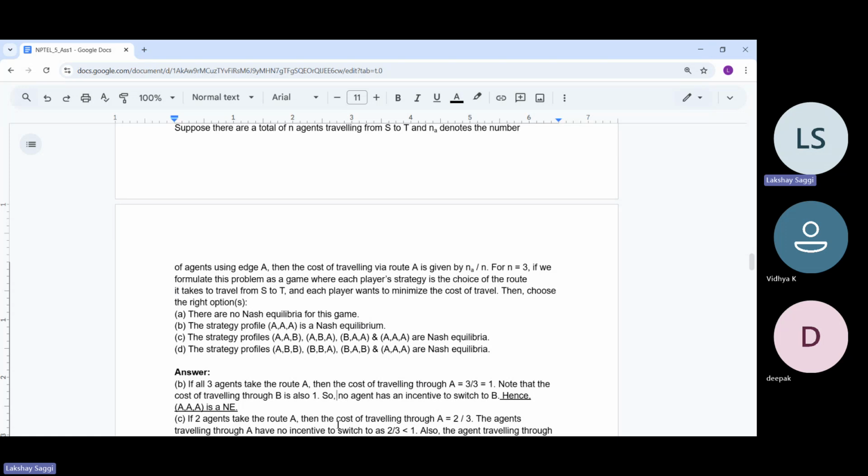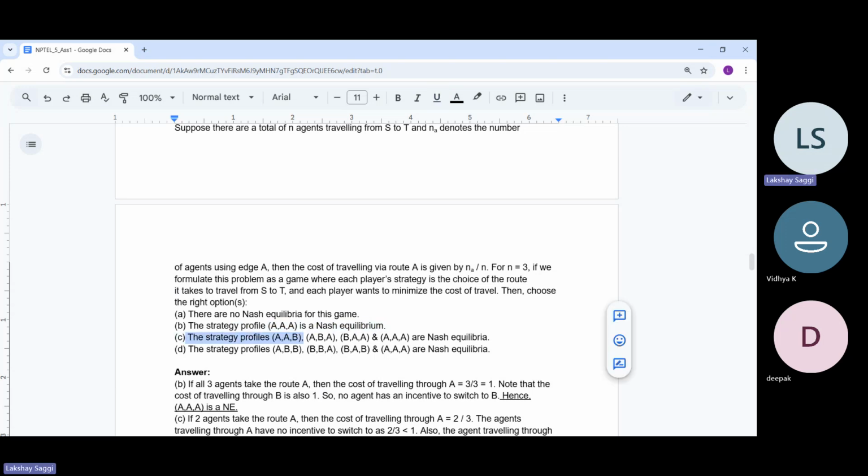And I think this is what we have discussed. This is also what we have written. So note that the cost of traveling through B is also 1, so no agent has an incentive to switch to B. And hence AAA is a Nash equilibria because no agent has an incentive to switch. Right?